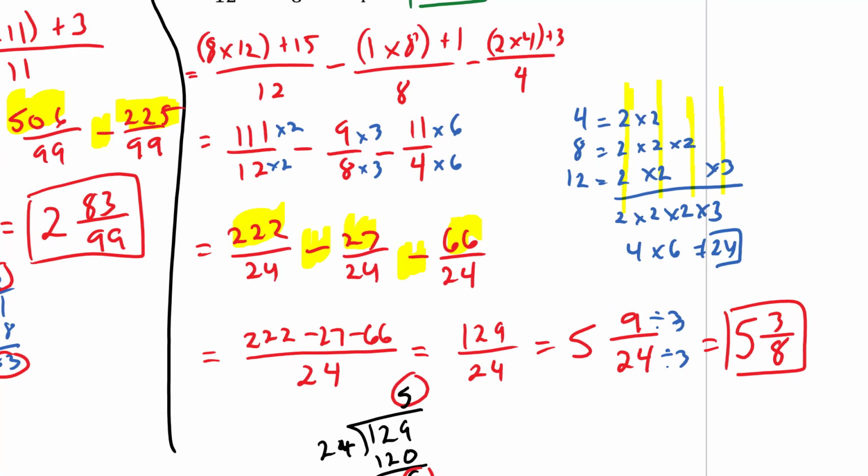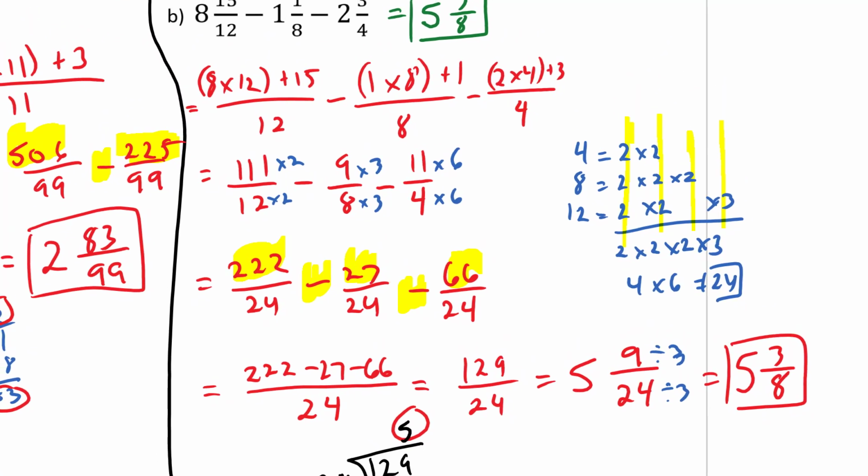So you can see a lot of steps to get there. You had to understand how to convert a mixed number into an improper fraction. You had to know how to find a common denominator, ideally using prime factorization. We then had to understand how to combine fractions by subtracting them. And then we had to convert an improper fraction back to a mixed number. And then we had to simplify.